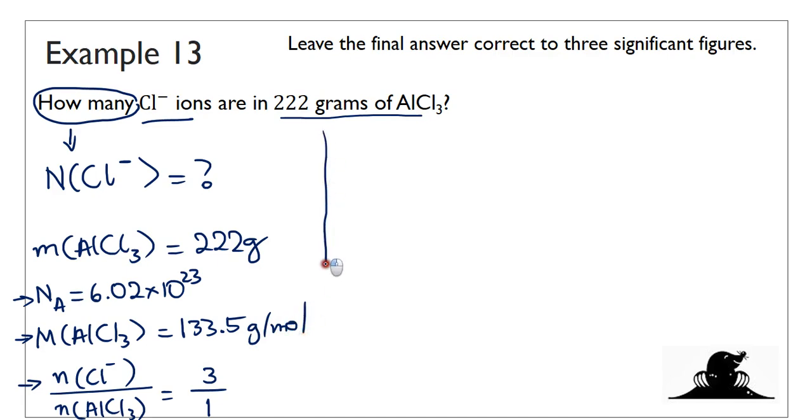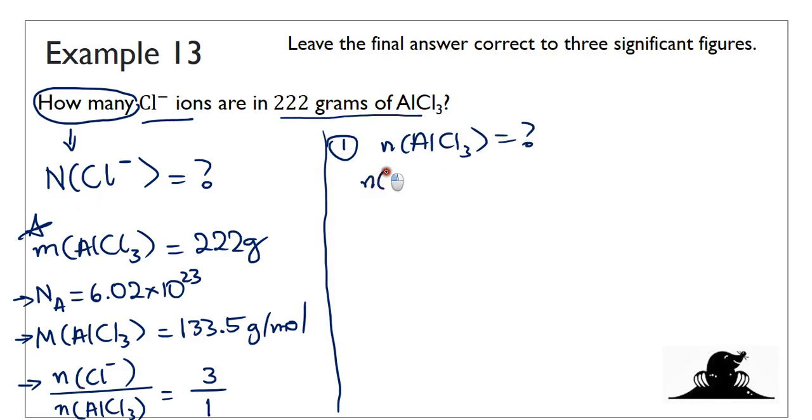All right. So we're going to start by converting. This is our starting point. This is the only piece of information you actually have. So I'm going to start by converting the mass to the number of mole. So step 1 is I'm going to try to find the number of mole of aluminium chloride. Because once I have that, I should be able to go to the number of mole of chloride ions and then the number of chloride ions.